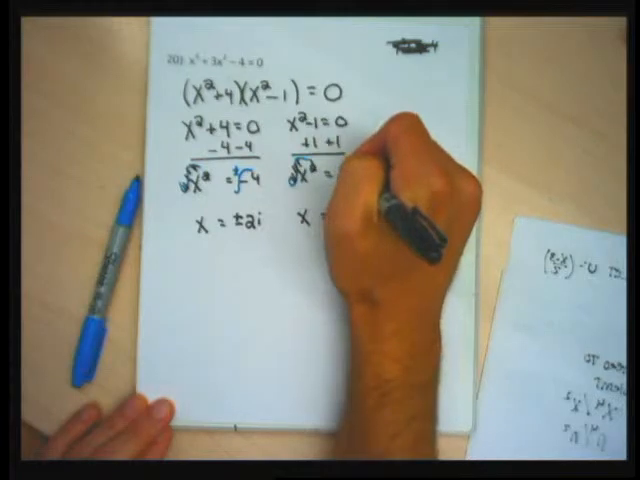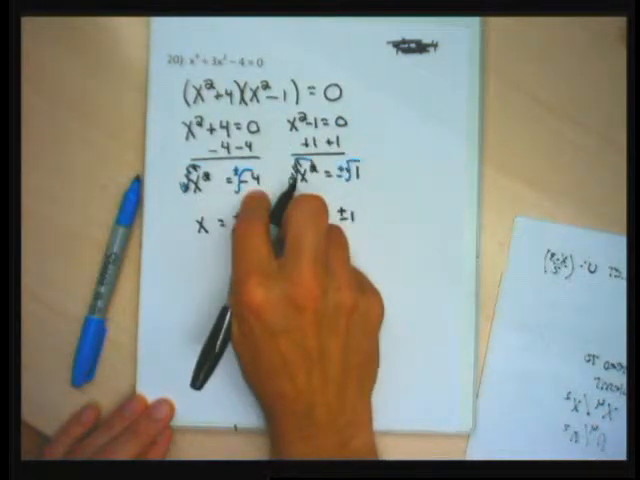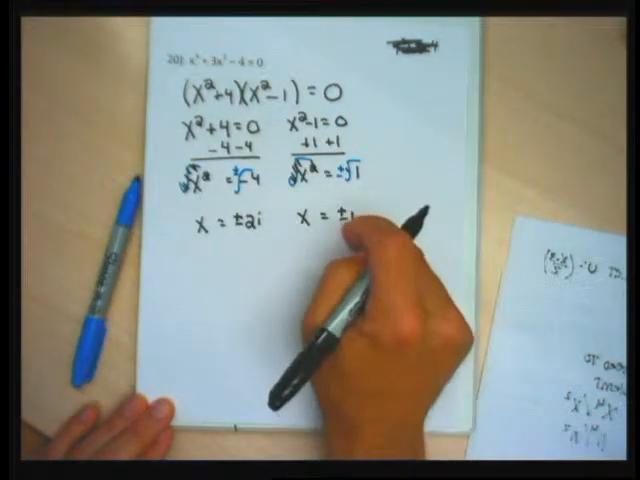I need to do the square root. On the -4, I get 2i and -2i. On 1, I get 1 and -1.